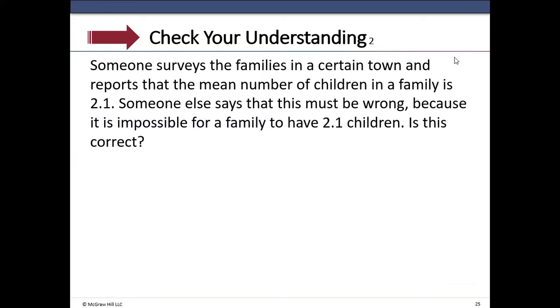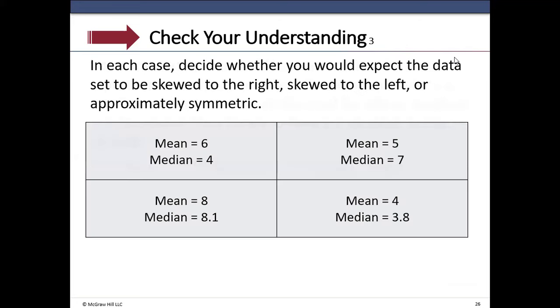Someone surveys the families of a certain town and reports that the mean number of children in a family is 2.1. Someone else says that must be wrong because it is impossible for a family to have 2.1 children. Is this correct? No. The number 2.1 is fine because remember, mean is not a number that is measured. And a mean number of 2.1 children is not necessarily wrong.